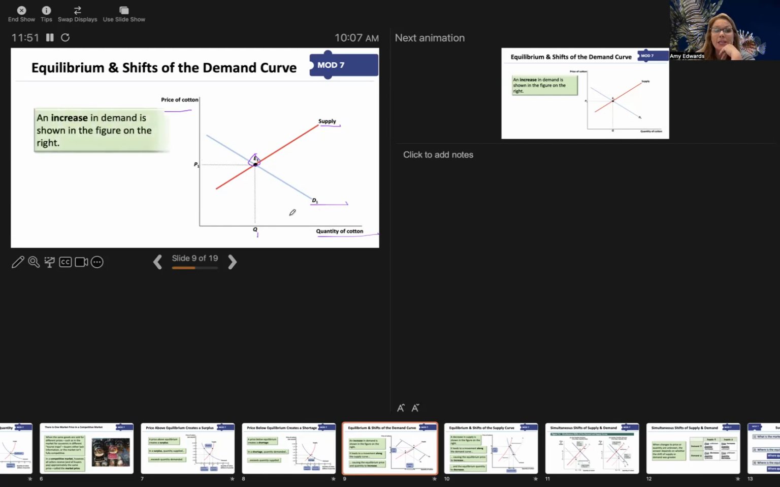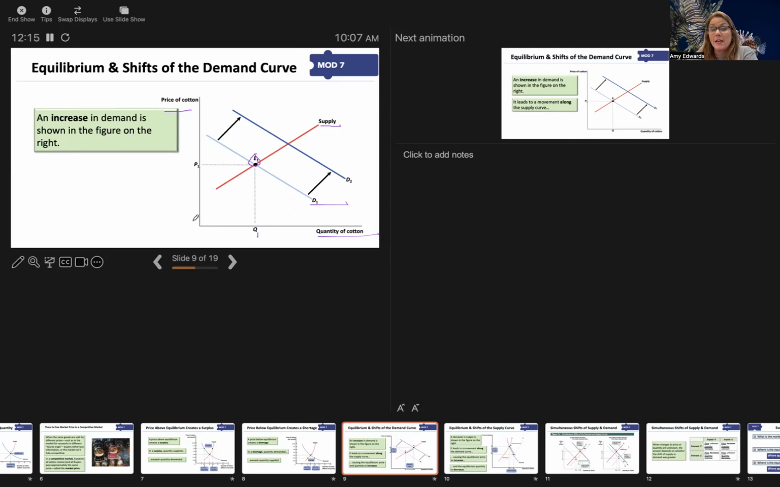So one of those things is going to change demand. So one of our TRIBE things. So when we have an increase in demand, we talked about this. How would you draw it? We're going to shift that demand curve. Now, this is what I love about this. They're not telling me how much it shifted. They're just saying it's an increase in demand. Okay. So that means my demand curve is going to shift to the right.